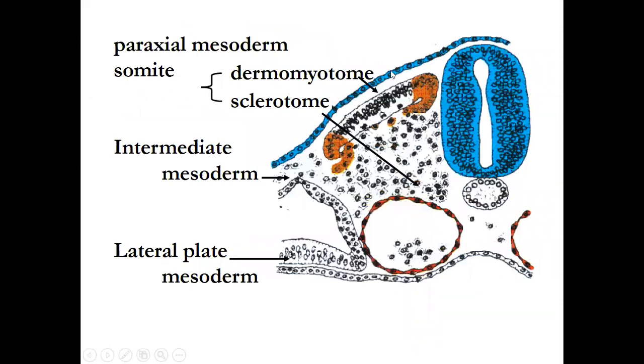Okay, just to show you the same picture that I have shown you just now, but in a bigger view. The paraxial mesoderm somite is divided into two parts: the dermomyotome, and here we have the sclerotome. And then for the intermediate mesoderm, this is the intermediate mesoderm, and this is the lateral plate mesoderm.